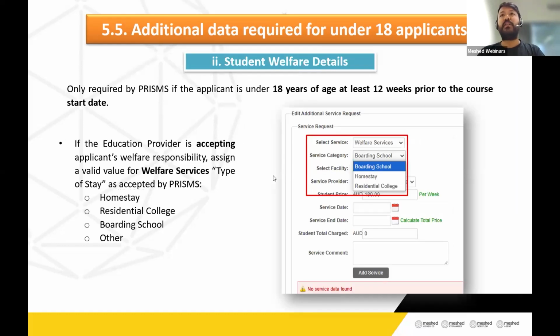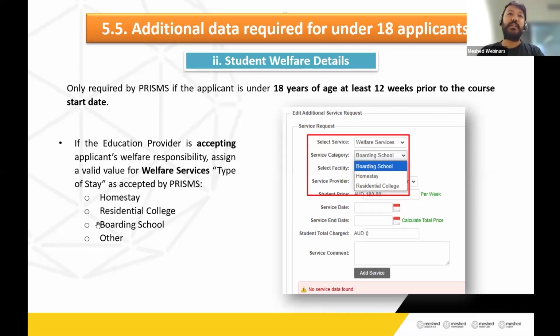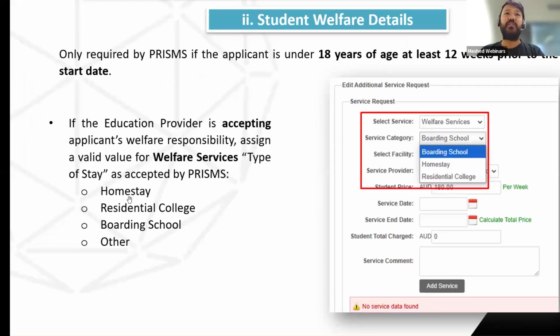And the next information required for under 18 applicants is the student welfare details. So welfare details. PRISMS only accepts these four welfare details: one is homestay, the other is residential college, the boarding school, and other.